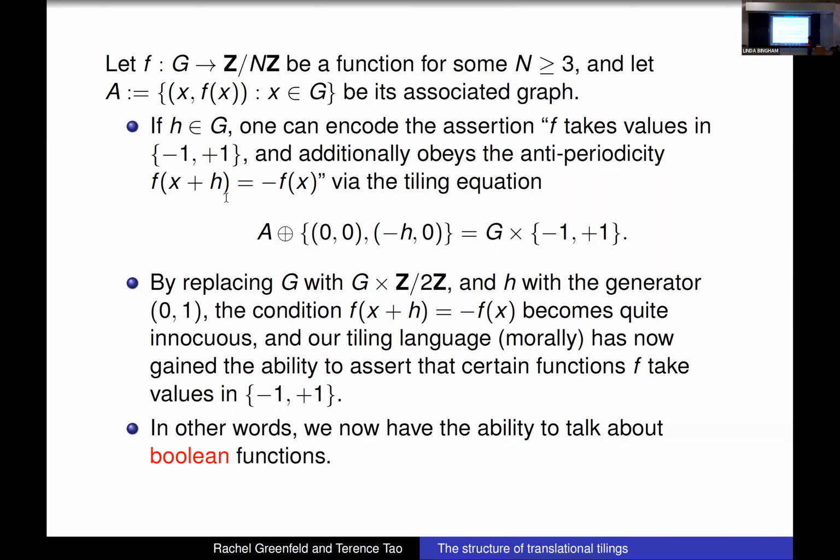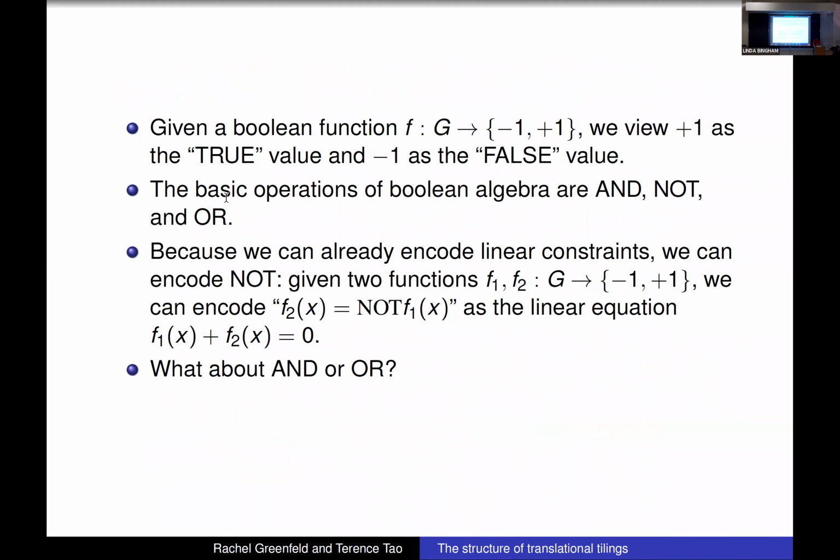So from this tiling equation, I can basically talk about Boolean functions, functions that take values in -1 and 1. There is this anti-periodicity, but there's a trick to get rid of it, which I won't talk about. But I now have a language which has Boolean functions in it, which is great because Boolean logic is beginning to sound like something which is going to be undecidable. We can think of +1 as being true and -1 as being false.